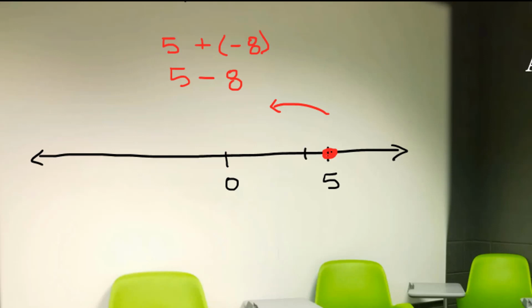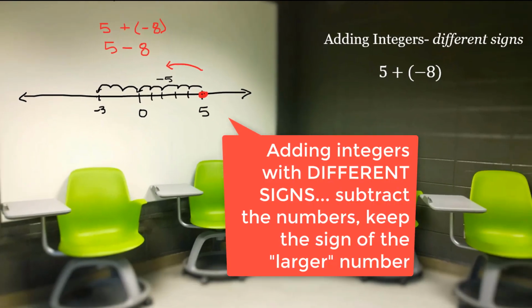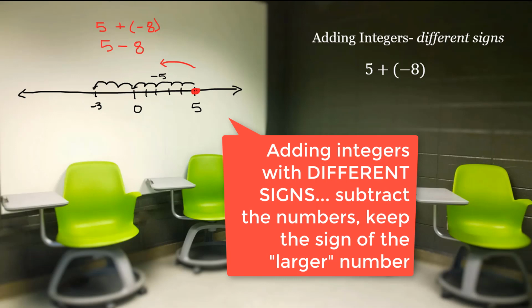So we're going to go 5, 1, 2, 3, 4, and that gets us to 0. So we went 1, 2, 3, 4, 5. So if we go left 5 places, now here we are at 0. But I got to go 3 more to get to 8. So now we're going to go 1, 2, 3. So 5 plus negative 8 gets us negative 3. So again, just a little hint, when you're adding integers with different signs, think of it as like subtraction.